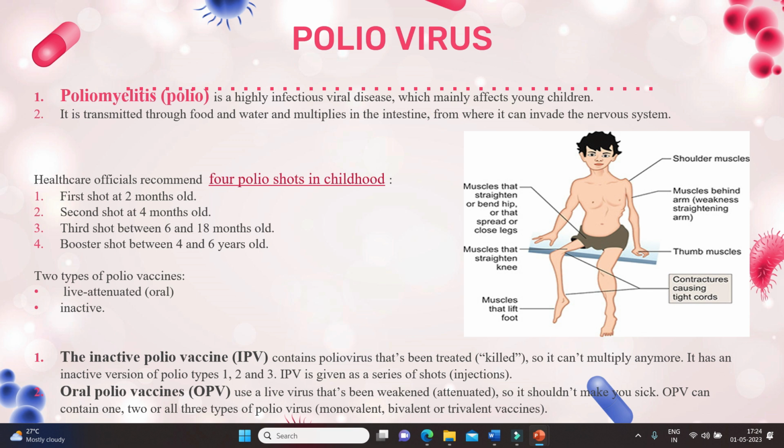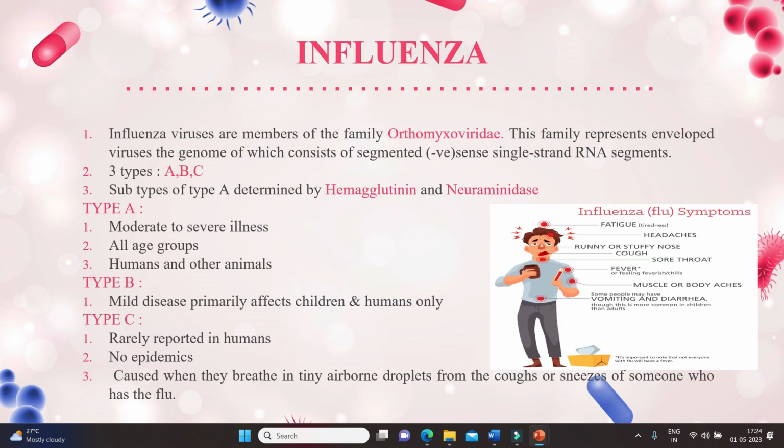There are two types of polio vaccines. One is live attenuated, which is the oral vaccine, and the other is inactivated. The inactivated polio vaccine contains polio virus that has been treated so it can't multiply anymore. It has an inactive version of polio types 1, 2, and 3, and is given in the form of injections. Oral polio vaccines, OPV, contain 1, 2 or 3 types of polio viruses: monovalent, bivalent, and trivalent vaccines.